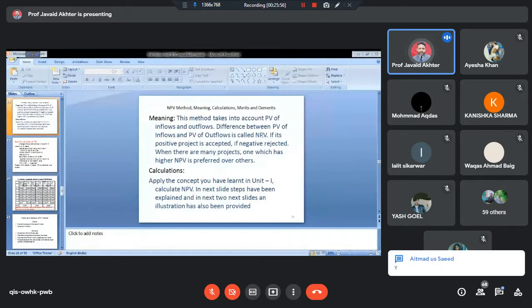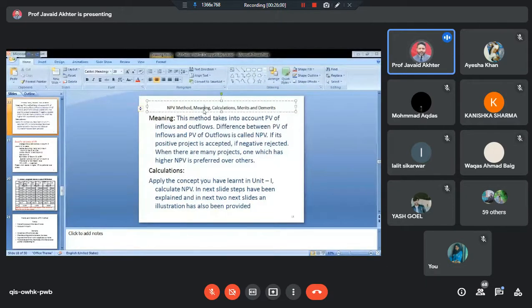So I'll explain to you what these methods are. There are three methods which I had explained to you, just the meaning of them: NPV method, IRR method, and the profitability index method. Of those three methods, I'll discuss the first method now, the NPV method, net present value method.